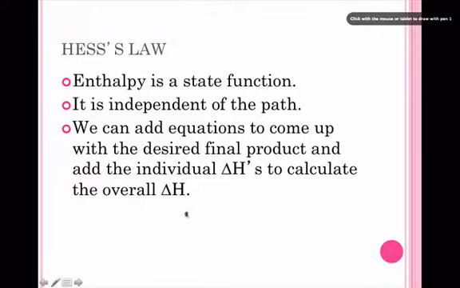All right, Hess's law. Hess's law is talking about enthalpy, and we need to remember that enthalpy is a state function. That means it's independent of the path. It doesn't matter how you get there, the change, the delta H will always be the same. So what we're going to do is we can add up equations to come up with a desired final product, and then we can add individual delta H's to calculate the overall delta H. So we'll do some examples with these, but you can take different steps and add up the change in delta H, and you'll get the overall reaction's change in enthalpy.